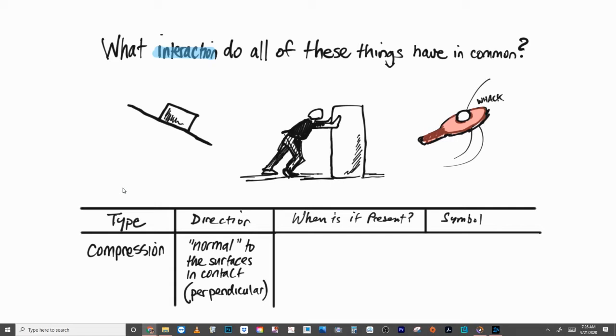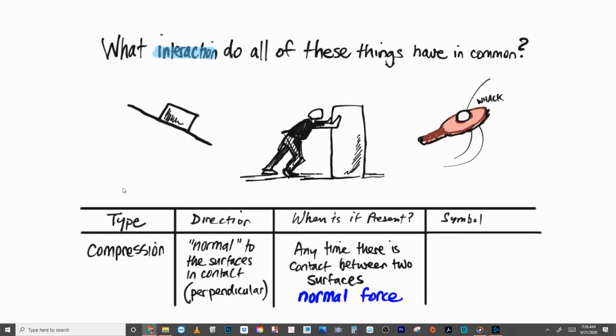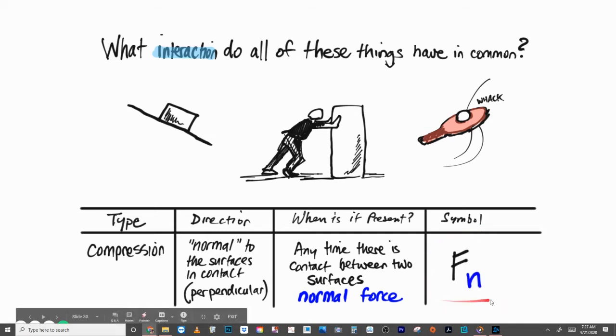So you'll see that in a second when I put the arrows on over here. When is it present? Basically, anytime there is surface to surface contact, there's going to be that compressive force, the compression force or normal force. And it's not normal like, oh, this is not very normal over here. No, normal is perpendicular. Right? So perpendicular force, people didn't want to say perpendicular, I guess. Normal is a math term. Math is the language of science, so there you go. Right? The symbol would be capital F and little n.